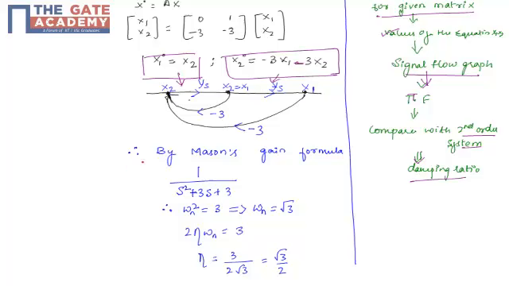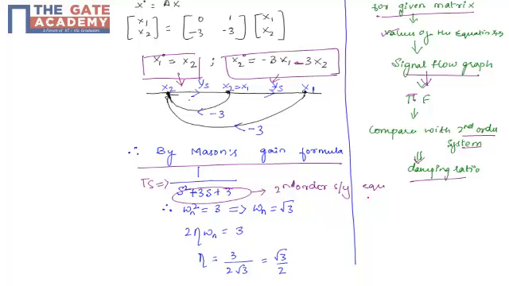So from this signal flow graph, using Mason's gain formula, we can obtain the transfer function as 1 by s square plus 3s plus 3. So this equation can be compared to the second order system equation.